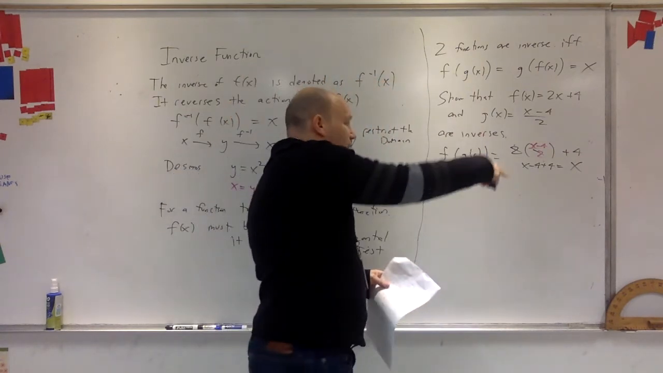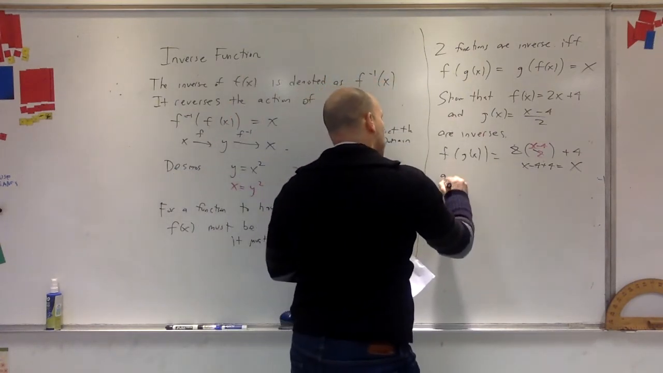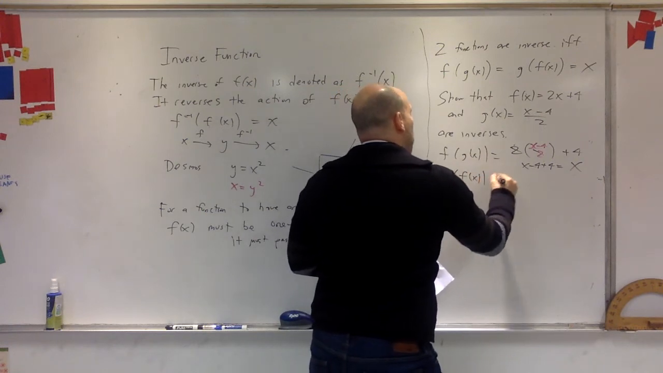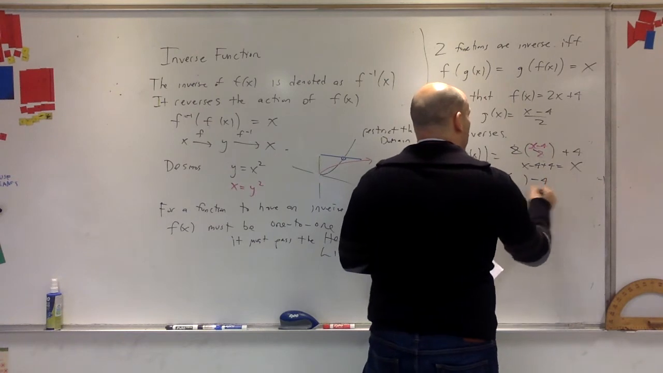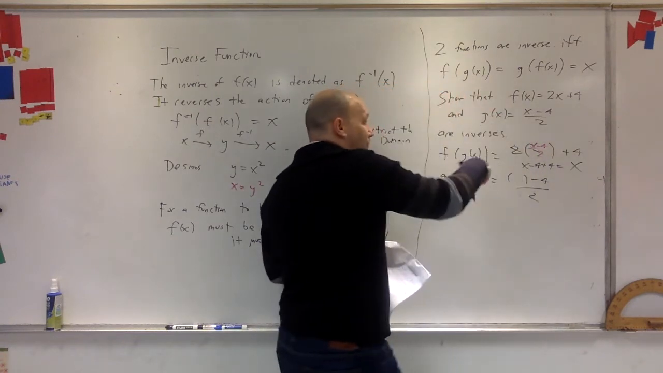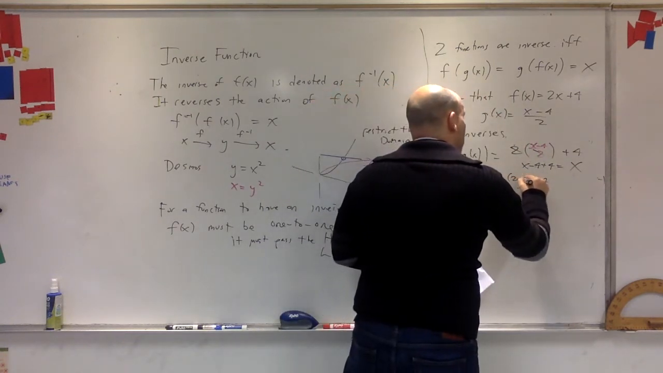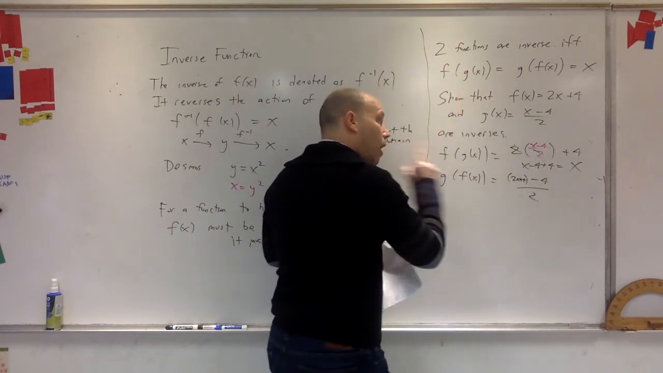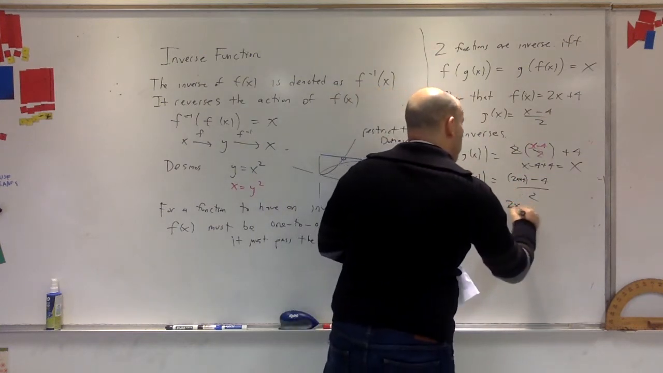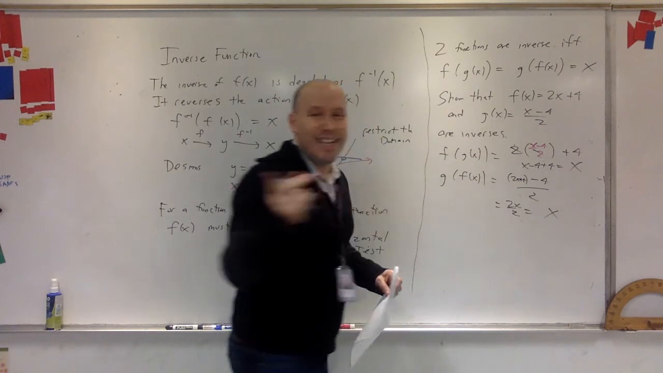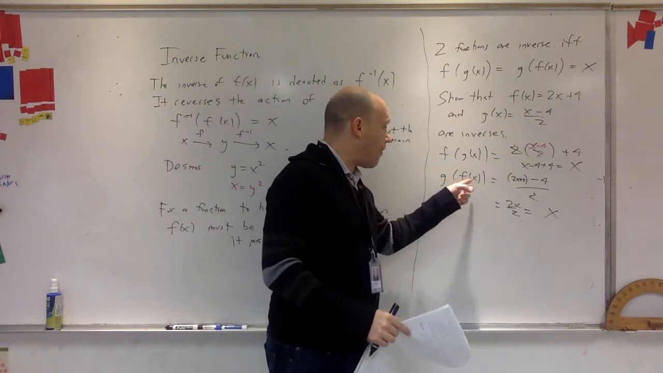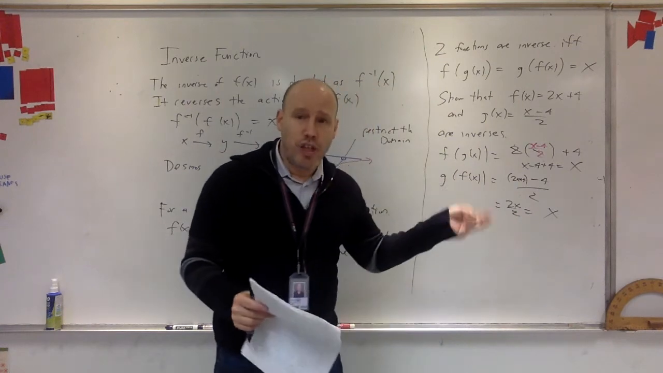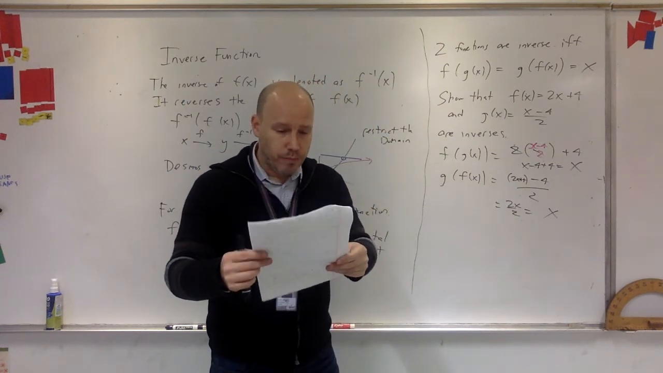Now let's put f inside of g. Well, g is blank minus 4 over 2. f is 2x plus 4. We have 2x over 2, which equals x. Nice. So because f of g of x equals x, and g of f of x equals x, f and g are inverses of each other.